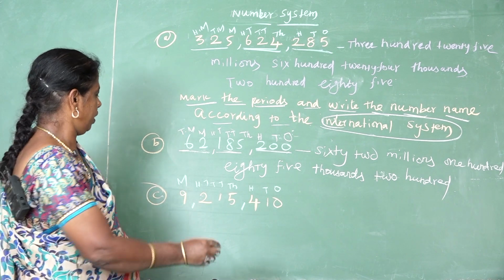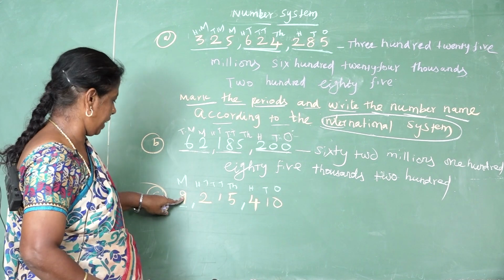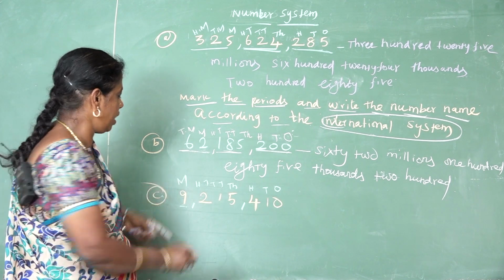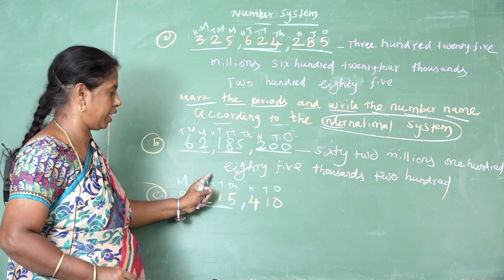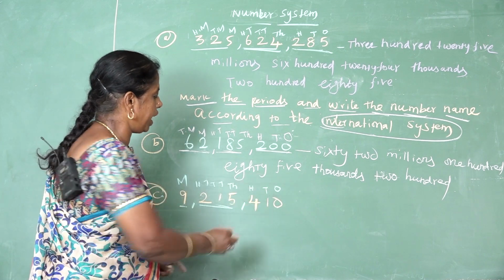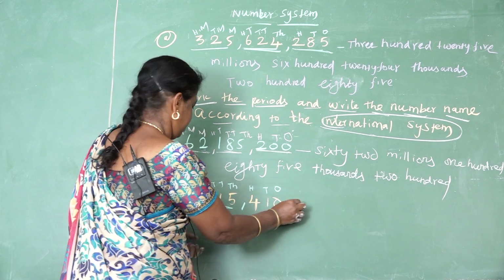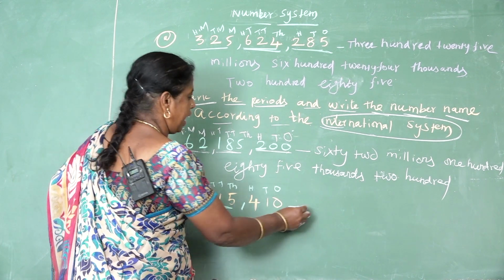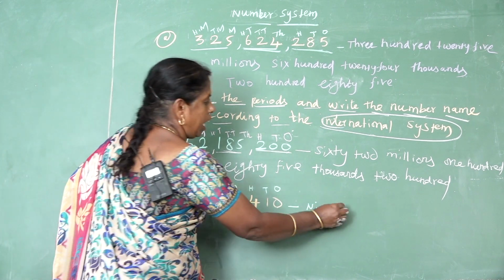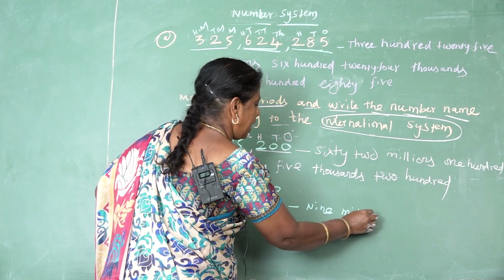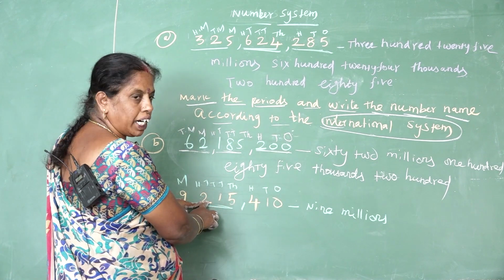So now read the number. How much is this in millions? 9. So 9 millions. How much is the thousand period? 215,000. Then how much is this in the ones period? 410. So shall we write the number name? How much is this? 9. Nine millions, spell the word millions: M-I-L-L-I-O-N-S, 9 millions.